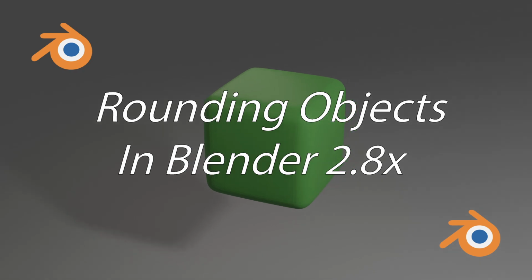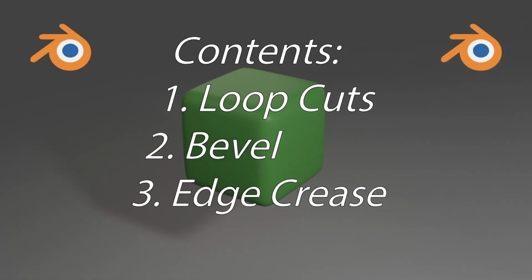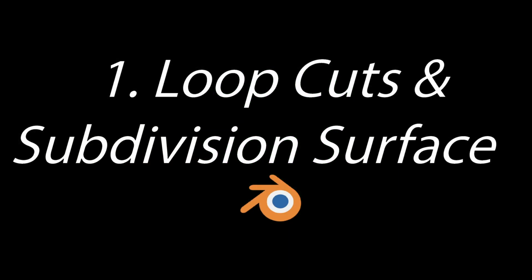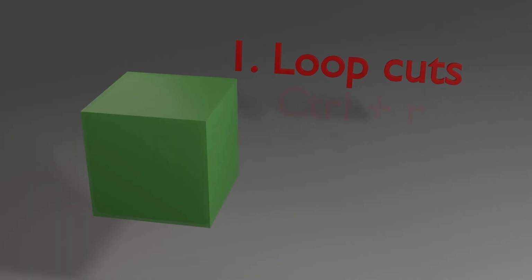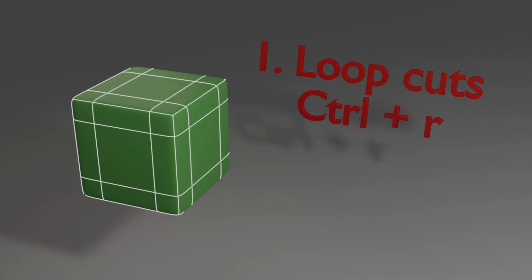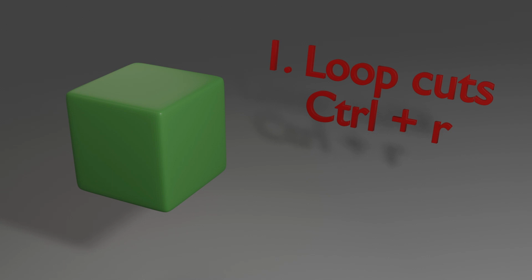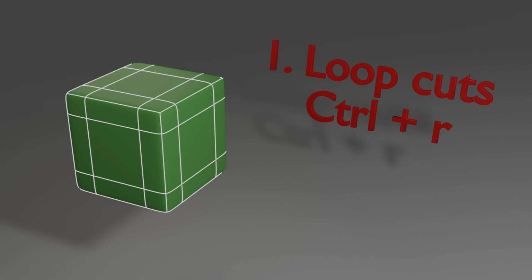I'll show you how to round objects in Blender using loop cuts, bevel, edge crease, and shading smooth. Starting with the loop cuts and subdivision surface, I'll show you how to round the default cube like this. Here are the loop cuts. So sharp, rounded, loop cuts showing now.